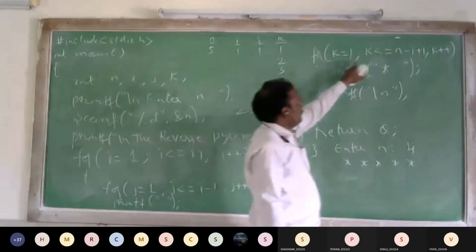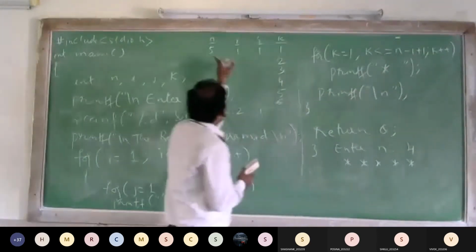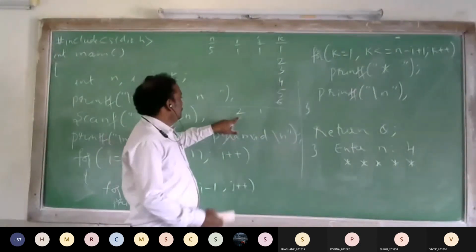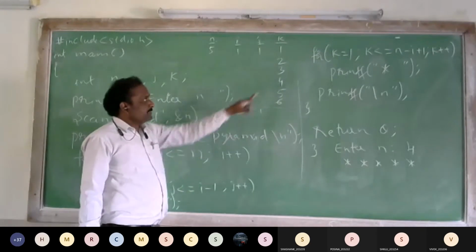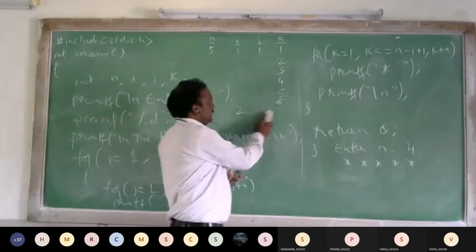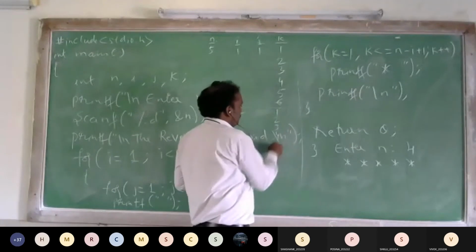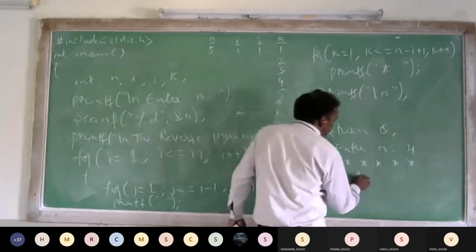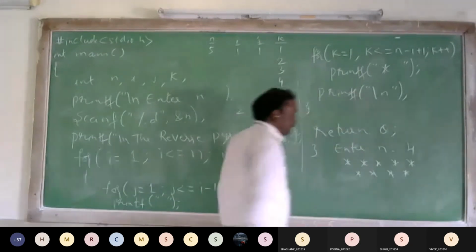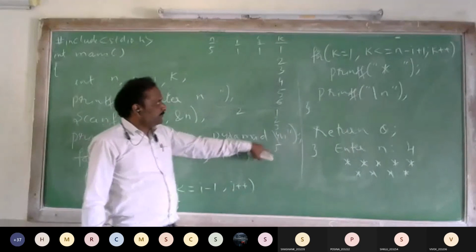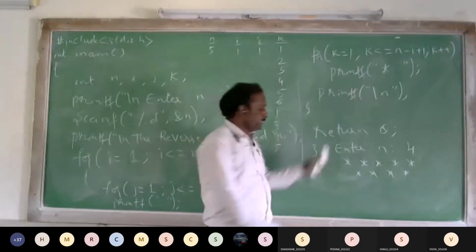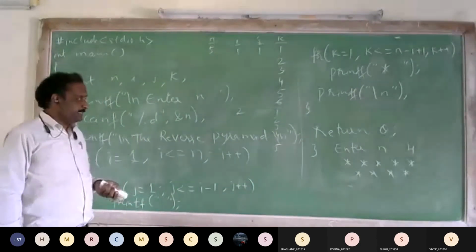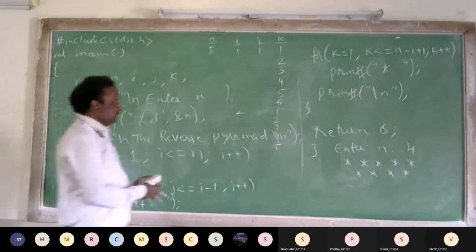Next, k is equal to 1, n minus I plus 1. What is n? N is 5. What is I? I is 2. 5 minus 2, 3. 3 plus 1, 4. So k will start from 1, 2, 3, 4. When k becomes 5, the condition will be false. So how many stars will be printed? 1, 2, 3, 4. Then it will come to the next line. Printf slash n. The cursor is here now.